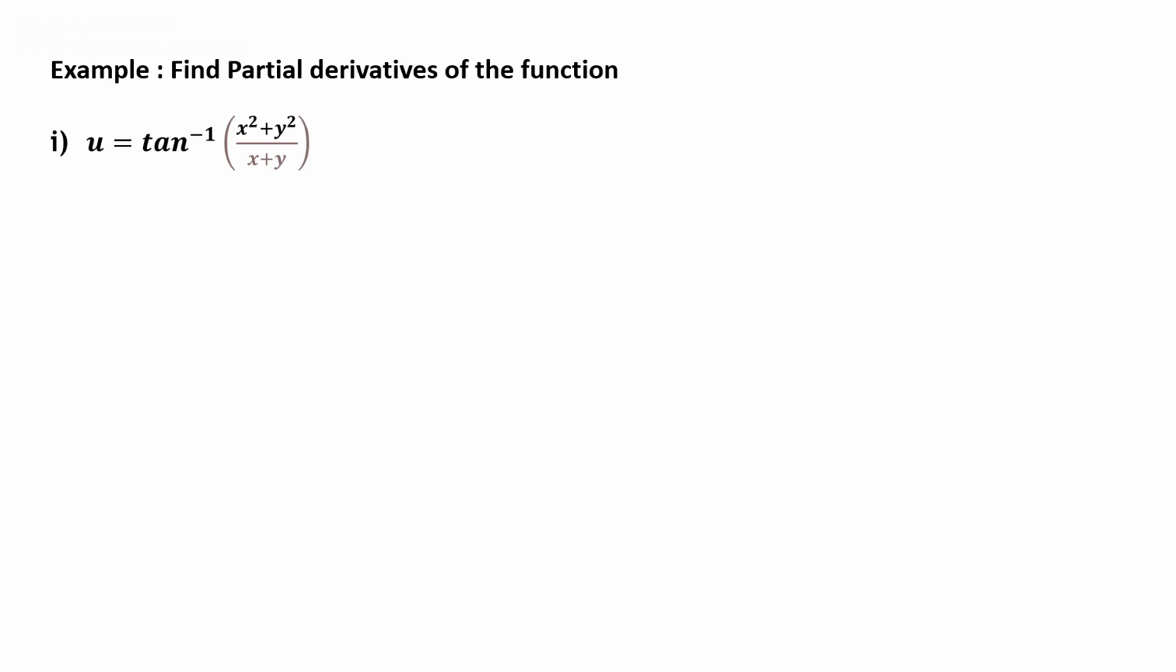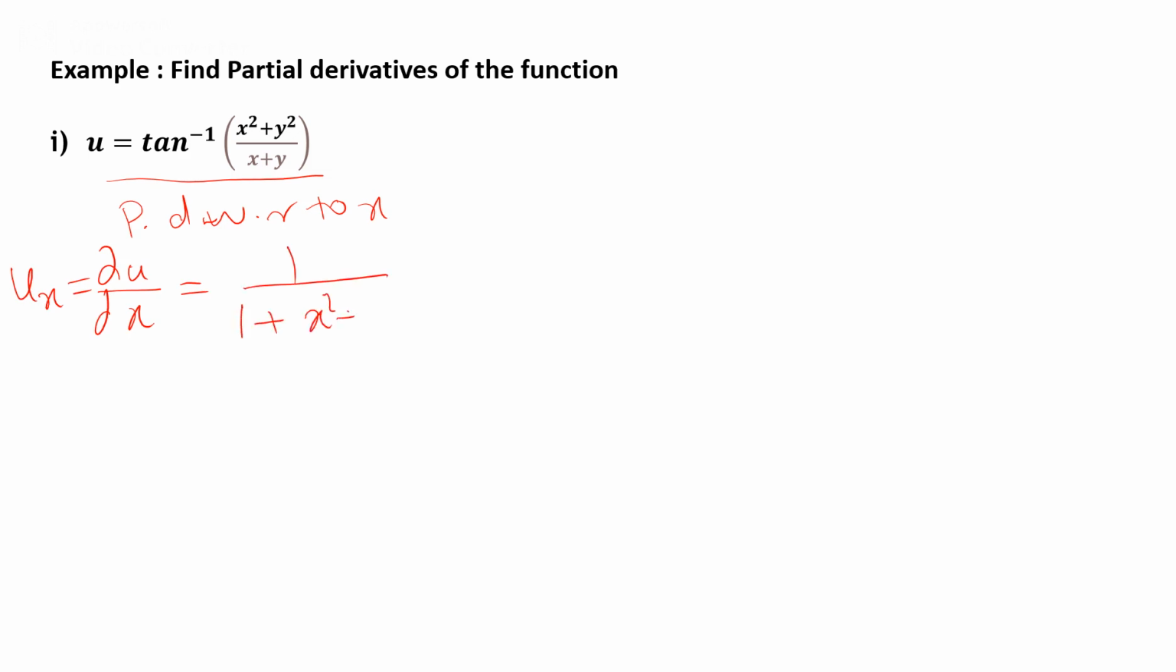Now take one more example. Suppose u is equal to tan inverse of (x square plus y square) upon xy. We have to take the partial differentiation with respect to x. So del u upon del x, or we can write u suffix x also. What is the derivative of tan inverse? As you know, 1 upon 1 plus ((x square plus y square) upon xy) whole square. You have to remember here we are treating y as a constant when we take the partial derivative with respect to x.